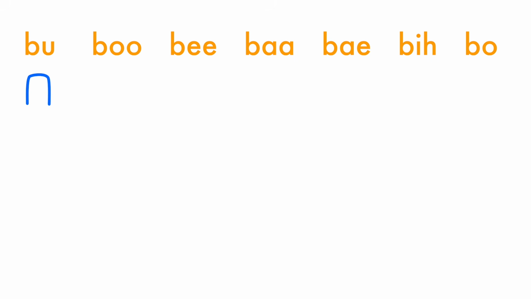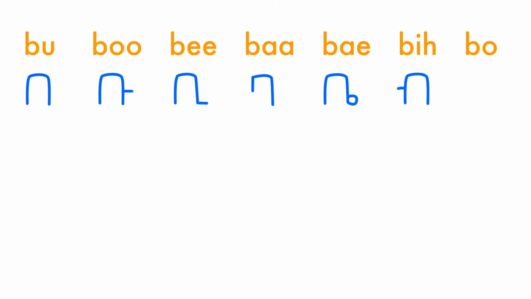So this character right here represents the B sound. Whether it's spelled BE, BA, or BU, this character represents the B sound. And then this character right here represents the boo sound. And then this one right here represents the B sound. Again, it doesn't matter whether it's spelled BEA or BEE. So we have B, boo, B, ba, bay, the, bo.